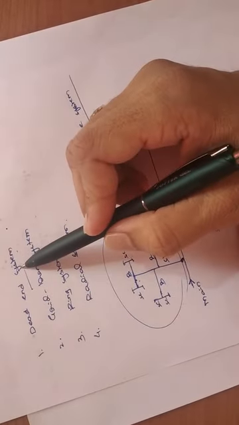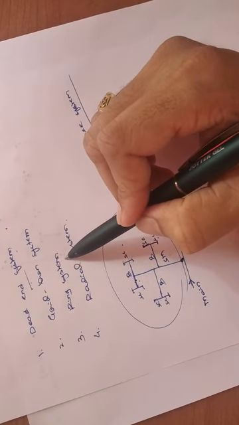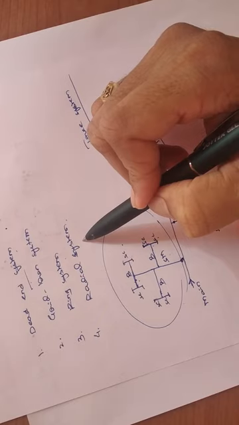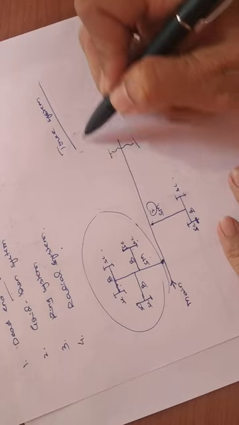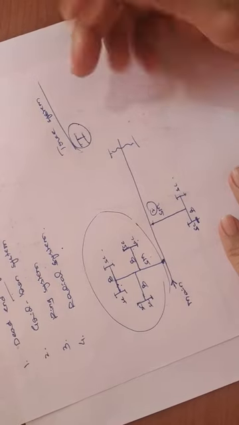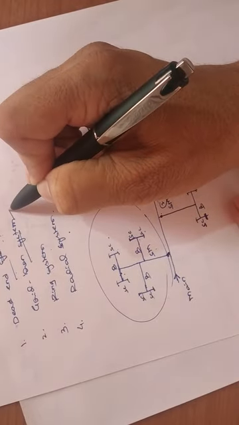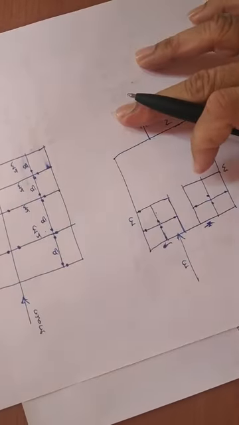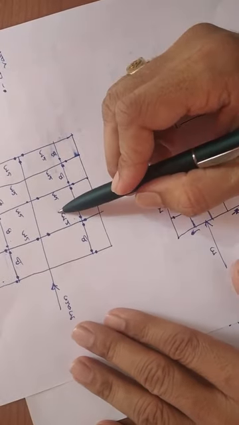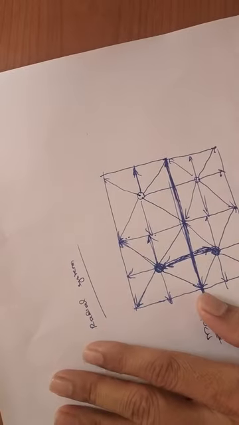Layouts we have discussed: dead end system, grid iron system, ring system, and radial system. So dead end system, this is the first one, or we call it tree system, that we have discussed. The second one we have discussed is grid iron system. It is also called reticulation system. The third one we have discussed is circular system, or ring system. And the fourth one we have discussed is radial system.